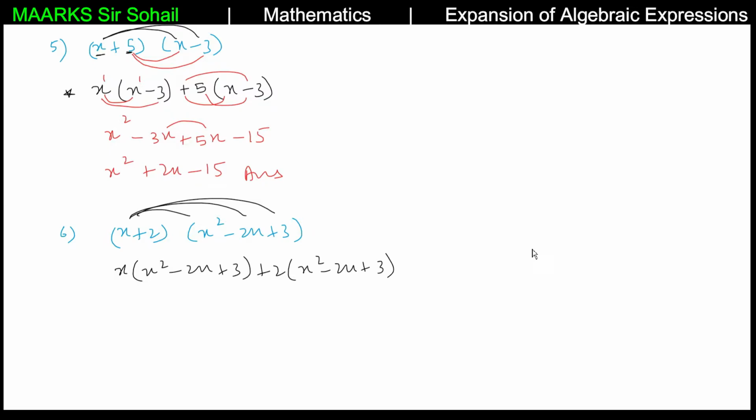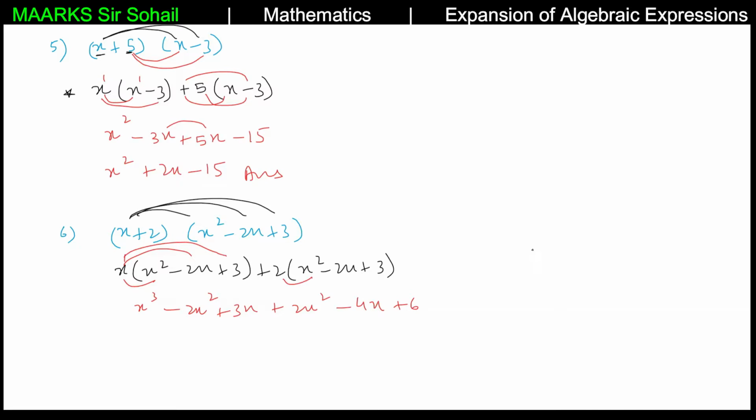Now I'll multiply x with x squared, so this is 1 and this is 2, so it will become x cubed. Then we have minus 2x will multiply with x, it will give us minus 2x squared, because x power 1 and x power 1 will make x power 2. Then x into 3 gives us 3x. Then we have plus 2 into x squared gives us 2x squared because 2 and x cannot make a new number. Then plus minus minus 4x and plus 6. So finally we have this expression.